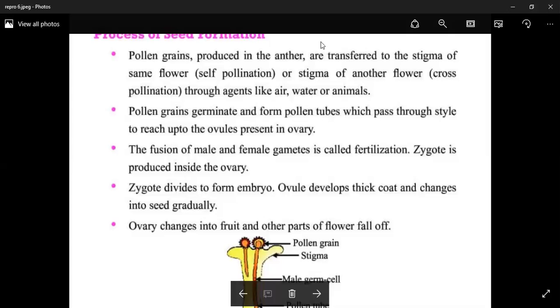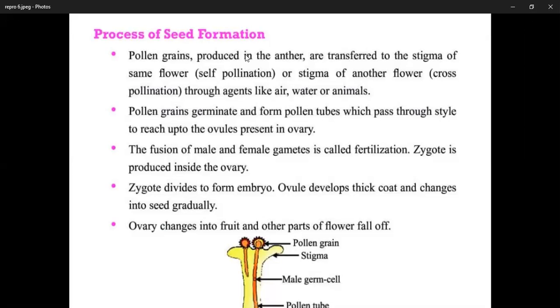Now, the process of formation of seed. So first, pollen grains are produced in the anther. After maturation, pollen grains are transferred from the anther to the stigma. This is called pollination. Pollination means transfer of pollen grain from anther to stigma.